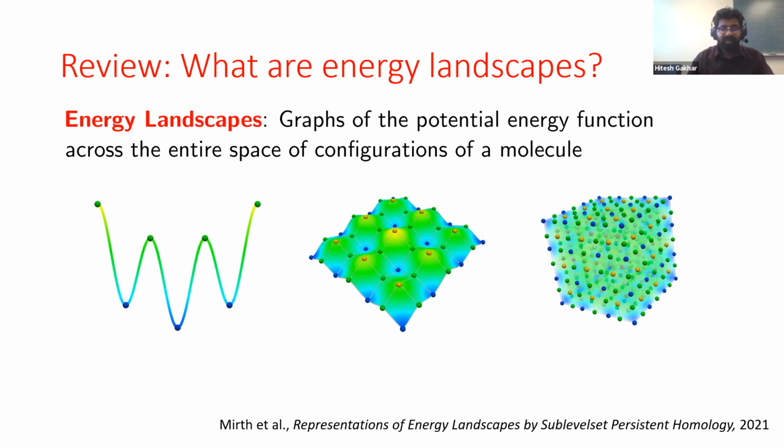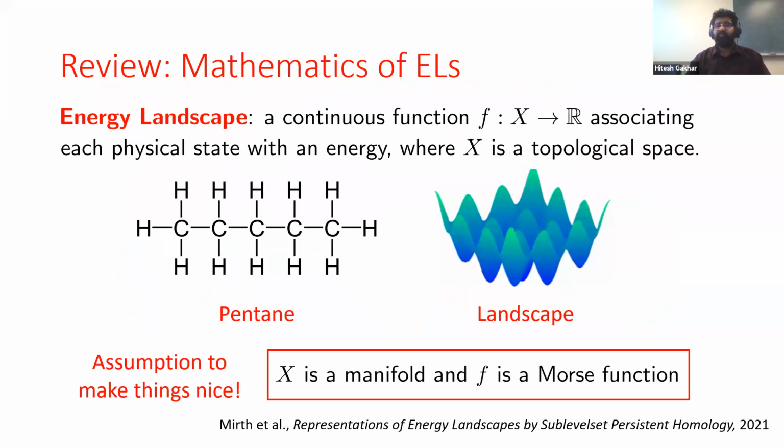And okay, so what are energy landscapes? As we saw last time, they are graphs of potential energy functions across the entire space of configurations of a molecule. More mathematically, you essentially have a topological space, where each point represents a state of your molecule, and you're assigning at each of those points a number, which is the potential energy corresponding to that state.